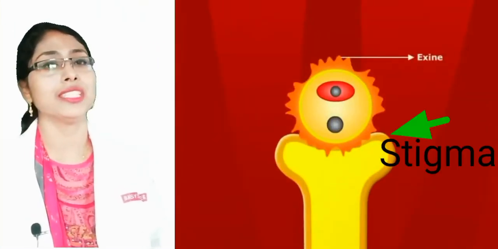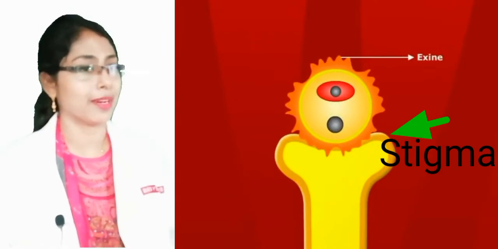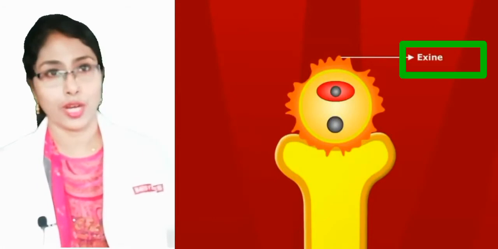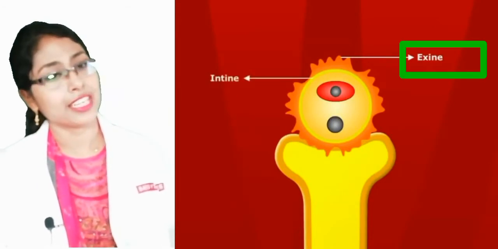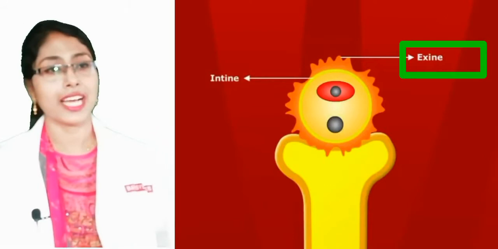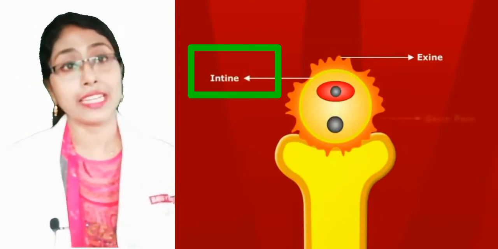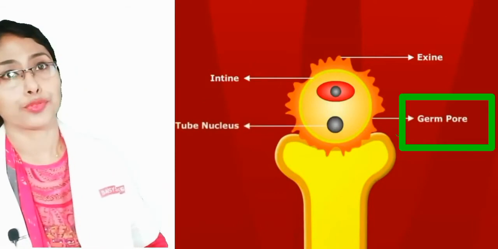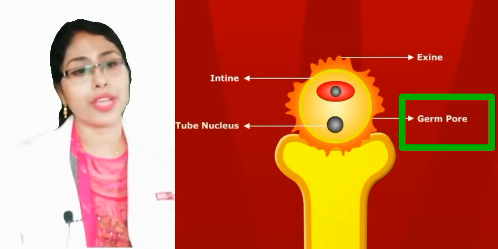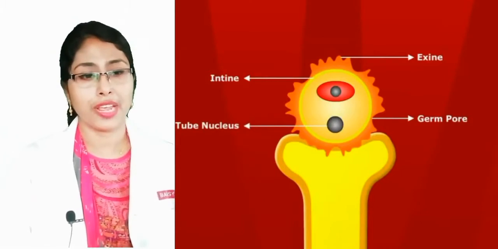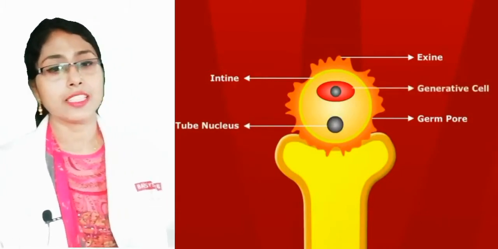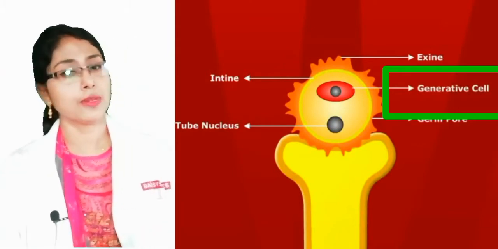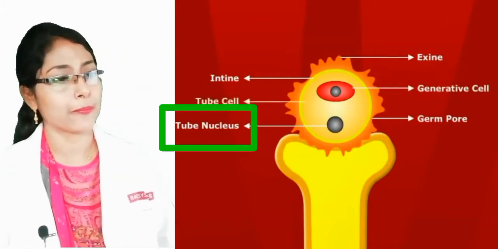During pollination, the pollen grain comes to the stigma. The pollen grain has two layers. The outer layer is called exine and the inner layer is called intine. At some places, exine is thin. These areas are known as germ pores, through which the pollen tube comes out. Pollen grain has two nuclei. The smaller nucleus is called generative nucleus and the larger nucleus is called tube nucleus.